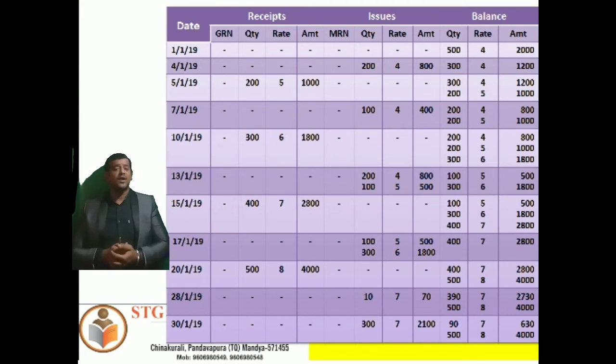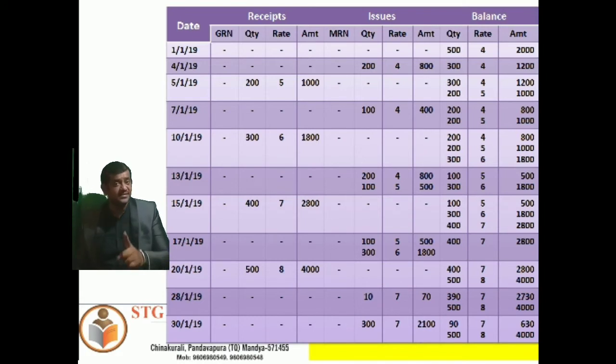On 7/1/2019, there is an issue. So receipts column again, GRN nil, quantity nil, rate nil, amount also nil. And in issues column, MRN is also nil. But in issues quantity column, how many quantity issued? 100 units.